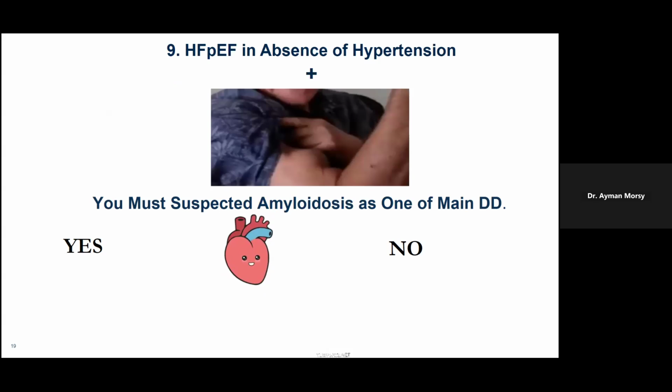Number 9: heart failure with preserved function in the absence of hypertension, and the patient has Popeye sign. You can see and concentrate on the picture. What does this picture show you? It is a ruptured biceps tendon without any trauma. If you see this type of patient come even to your preoperative clinic assessment, a patient with heart failure with preserved function, although he has no history of hypertension, coming for clearance for Popeye sign repair or ruptured biceps tendon repair, you must suspect amyloid as one of the main differential diagnoses. So definitely yes.